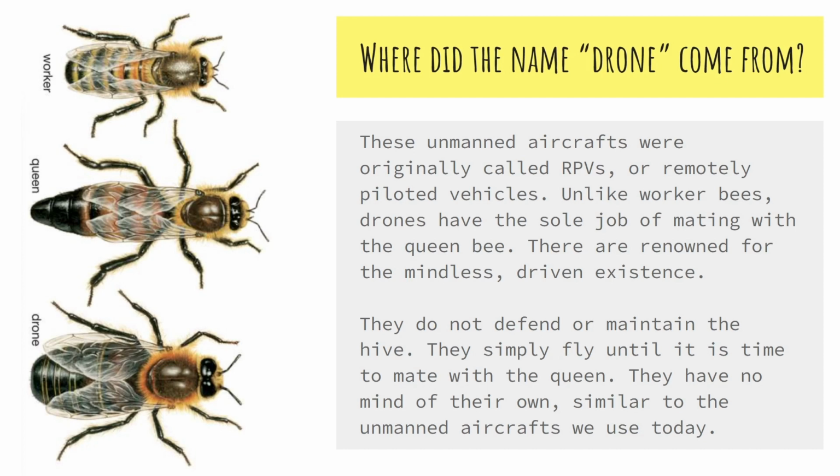In bee colonies, there are three different roles: worker bees, the queen bee, and drones. The only purpose of the drones is to mate with the queen. Their entire existence is driven by this purpose, almost like they have no mind of their own. Because the unmanned aircrafts we fly today have no intelligence or minds of their own, we call them drones.